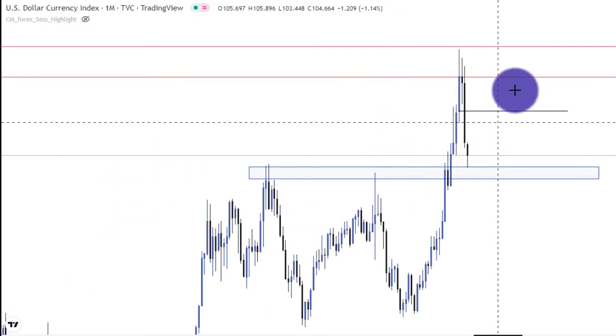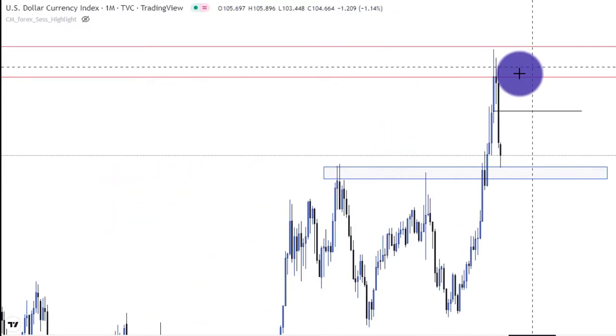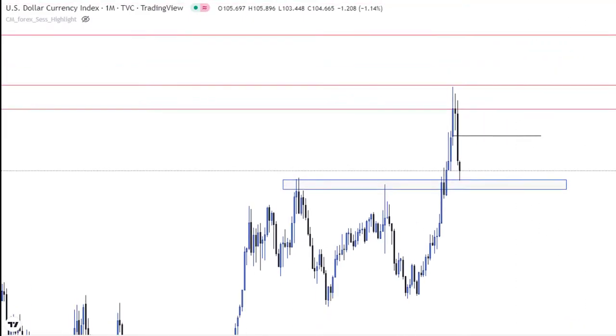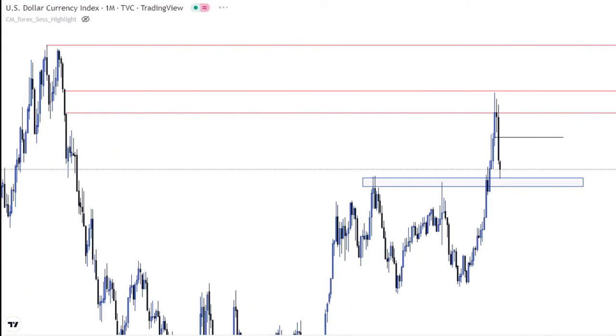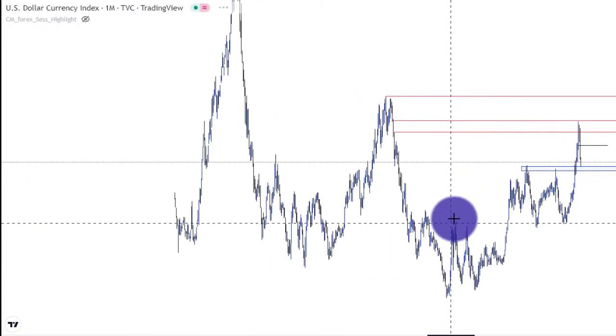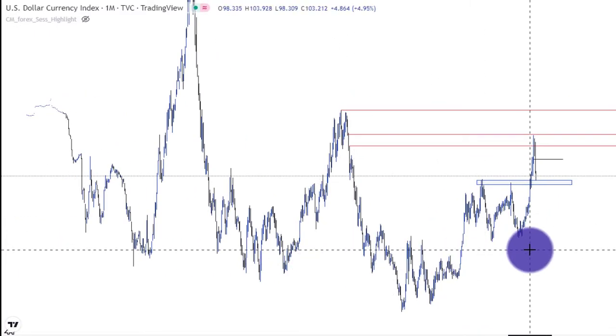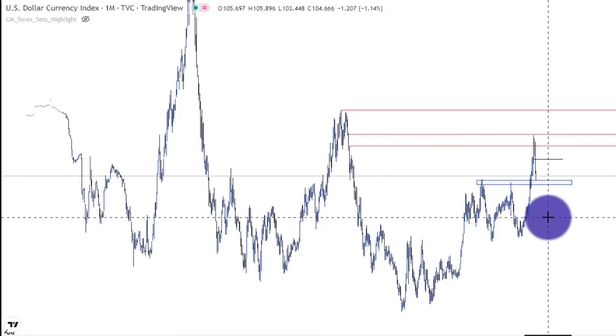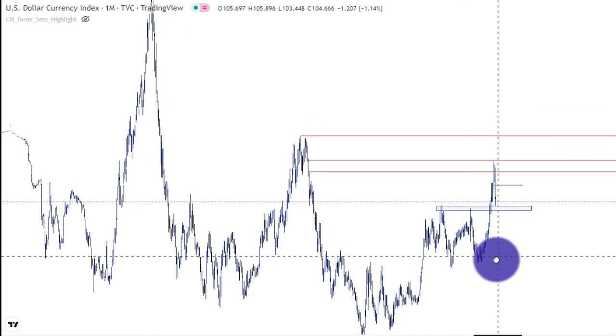Or price may likely want to retest that sell side imbalance and buy side inefficiency, or even want to trade into the ultimate buy side liquidity on the dollar. Okay, we don't know what's going to happen, but this is our anticipation with the chart and with the market.